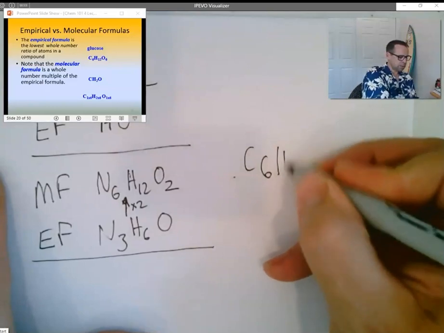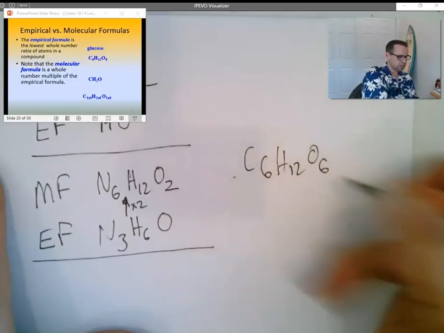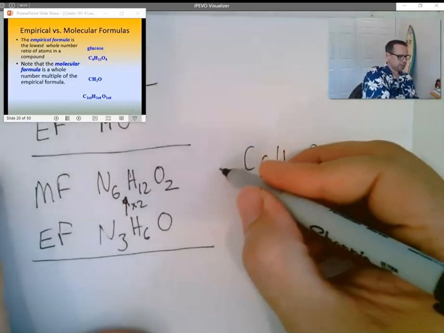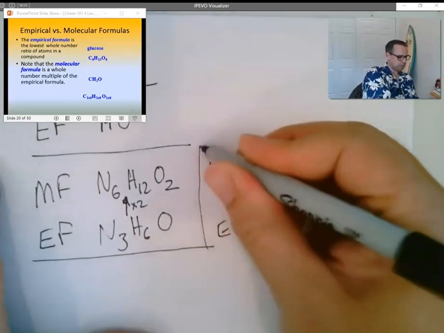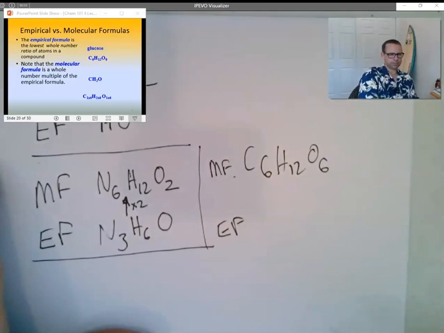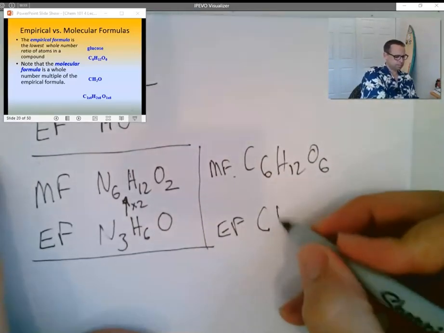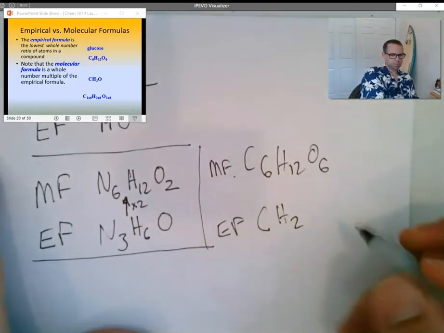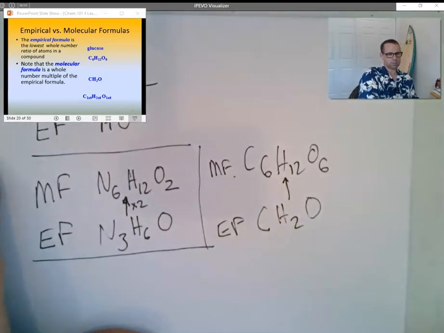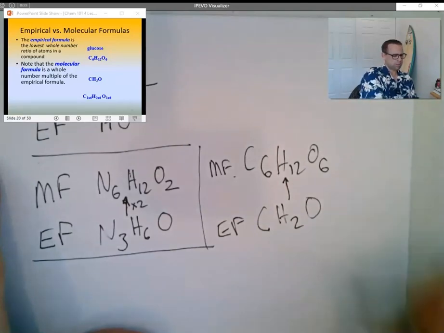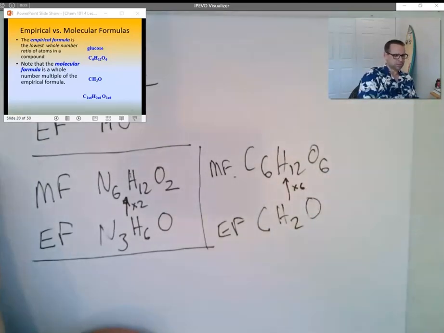Okay, so now let's do one more. Here's a compound, C6H12O6. We talked about this compound last time a little bit. And this, let's say, is our molecular formula. What would our empirical formula be then? CH2O. Okay, very good. So, what's the multiplier? Times 6. Very good.